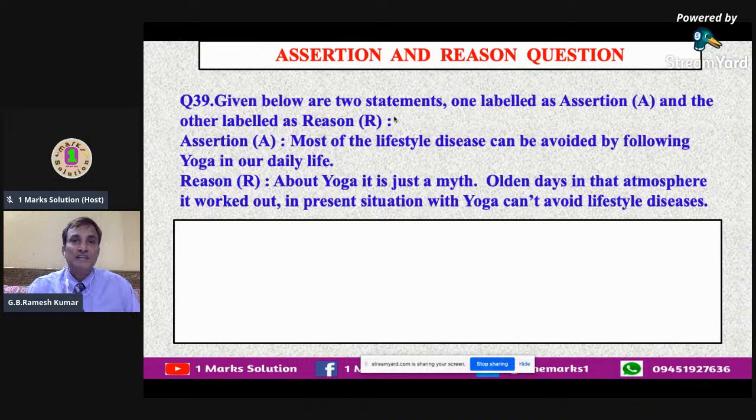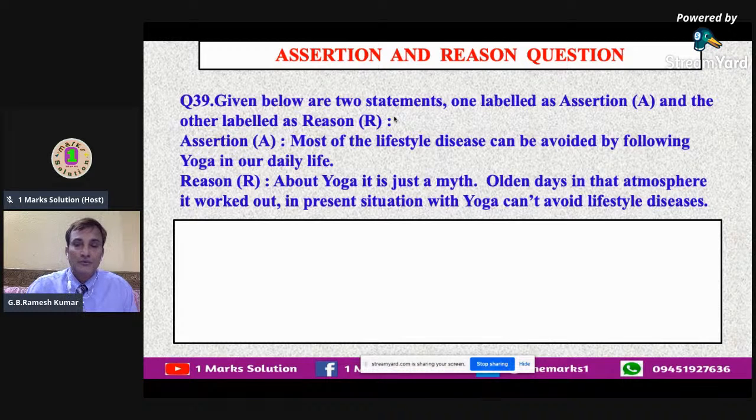The next one: most of the lifestyle diseases can be avoided by following yoga in our daily life. This particular chapter is about that only: yoga and lifestyle diseases. The reason given is that yoga is just a myth. In olden days, in that atmosphere it worked out, but in the present situation, yoga can't avoid lifestyle diseases. Myth means just a belief, something that's not true. So in olden days, in that particular atmosphere it worked, but in the present scenario it will not work.